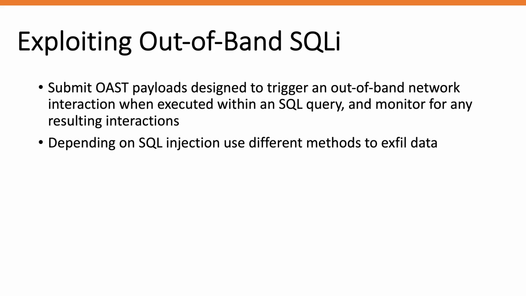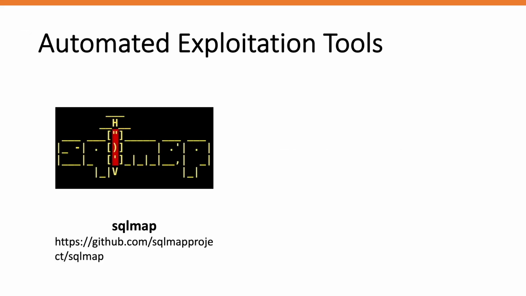And so if you do receive that network connection, again, whether it's a DNS lookup or something else, that means that the application is vulnerable to out-of-band SQL injection. And in certain scenarios, you might be able to immediately exfil data directly from the application, whereas in other cases, you're again stuck asking true and false questions, just like you would for blind SQL injection.